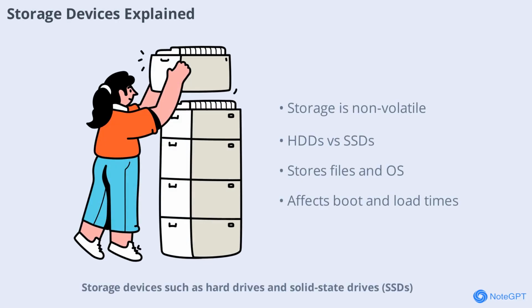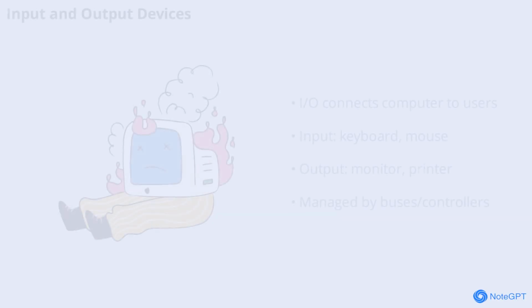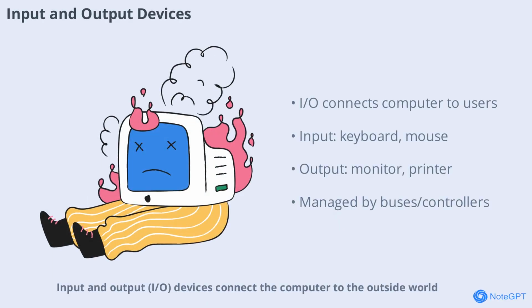Storage devices, such as hard drives and solid-state drives (SSDs), provide long-term data storage for your computer. Unlike RAM, storage keeps your files, programs, and operating systems safe even when the power is off. SSDs are much faster than traditional hard drives, which can make a big difference in how quickly your computer boots up or loads applications. The balance between RAM and storage is a key part of computer architecture, ensuring both speed and capacity for users.